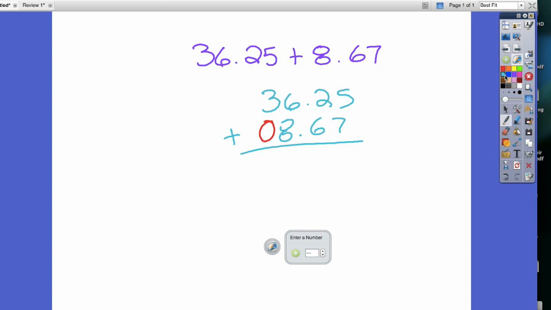Okay, everybody, 7 plus 5 is? 12. What do I do with my 1? Carry the 1. 6 plus 2 is? 8. 8 plus 1 is? 9. Oh, you guys scared me there for a minute. 6 plus 8? 14. What do I do with the 1? Carry it. 3 plus 0 is? 3. 3 plus 1 is? 4.